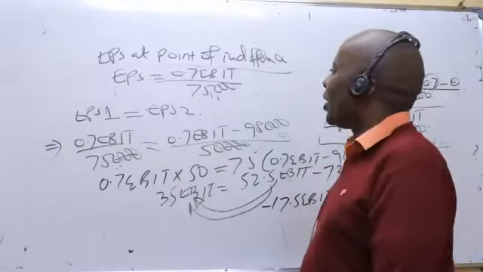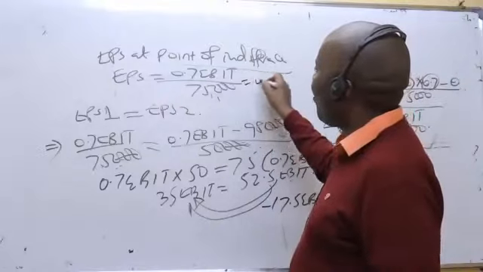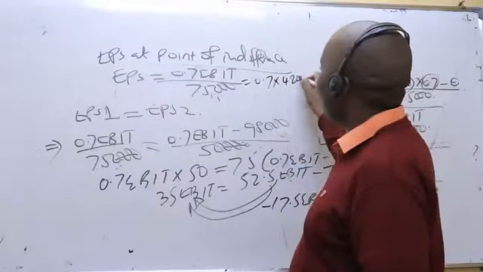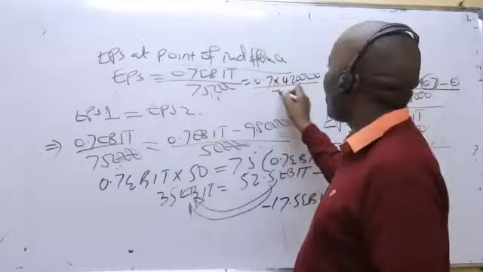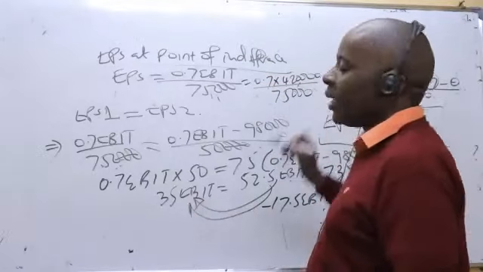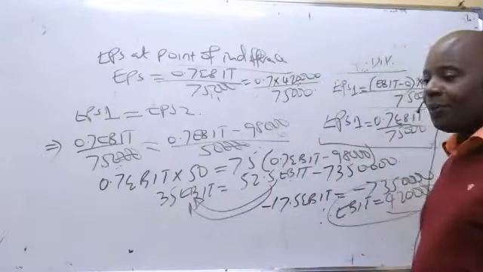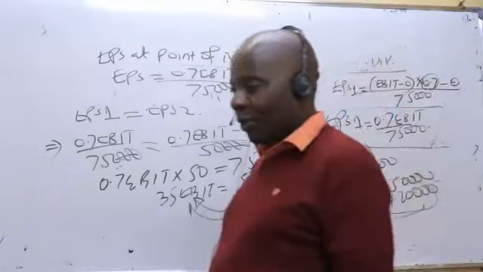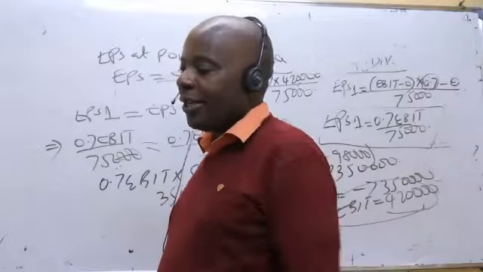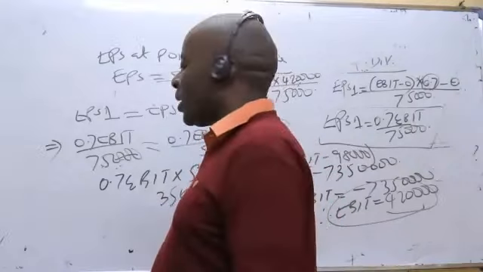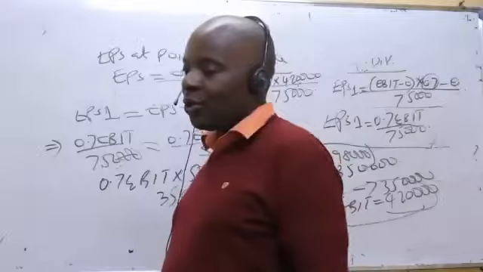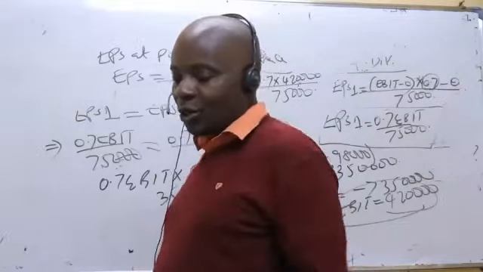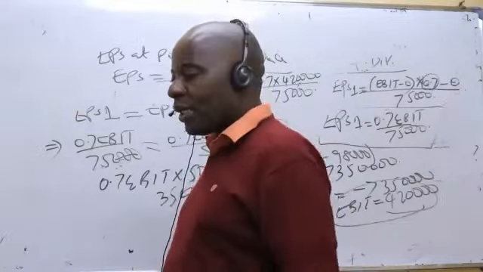So if you use this formula, it will be 0.7 times the EBIT you have given me, 420,000, over 75,000, which then will end up giving me what figure, somebody? So EPS, I'm being given a figure of 3.92. EPS is 3.92. Thank you so much.